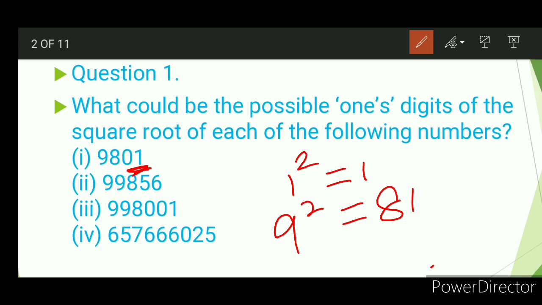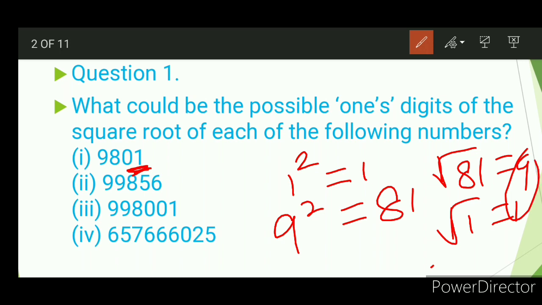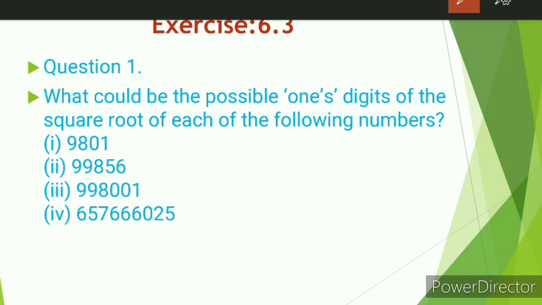So the square root of 81 is 9, the square root of 1 is 1. So there are two possible digits. Got it? 1 or 9 is the answer for the first one. Okay. Similarly, 6 is the unit digit.